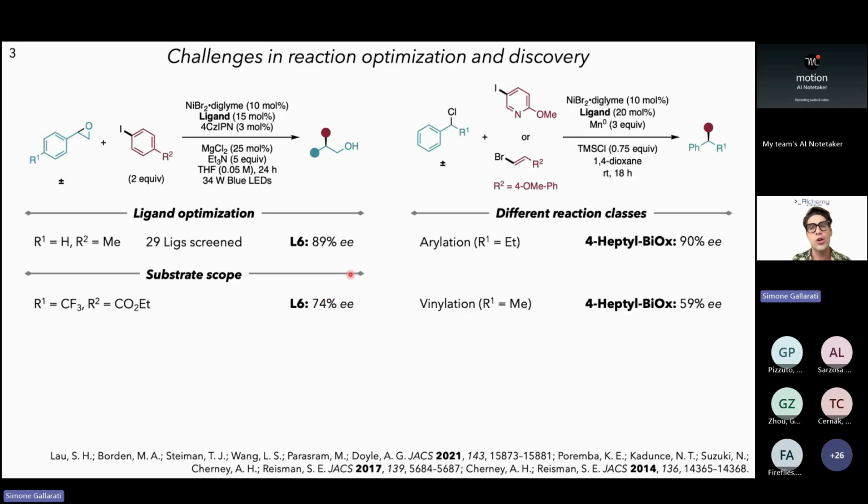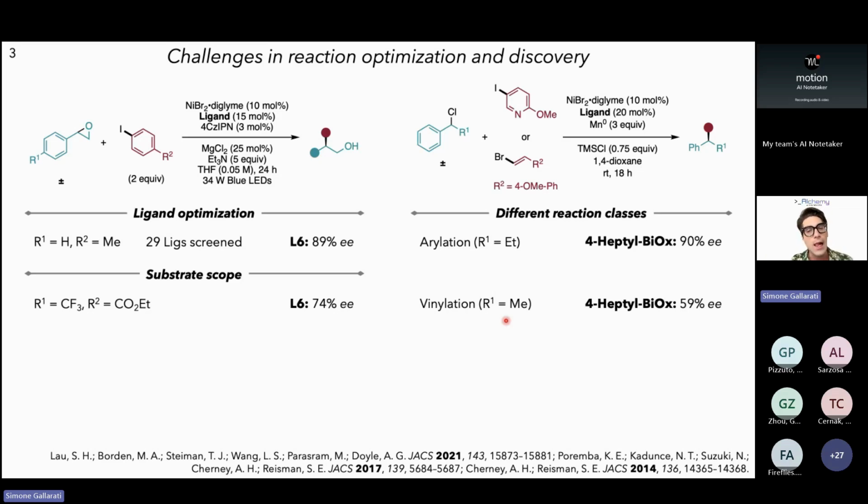An even more challenging situation is when we're developing new reactions. For example, if we identify a chiral ligand for a specific transformation, such as this arylation of benzyl chloride, and then we use that same ligand for a different substrate class, for example, this vinylation reaction, then that same ligand that was optimal for a previous transformation might not be the best one for a new reaction. And of course, this limits our ability to transfer knowledge from one reaction class to another.